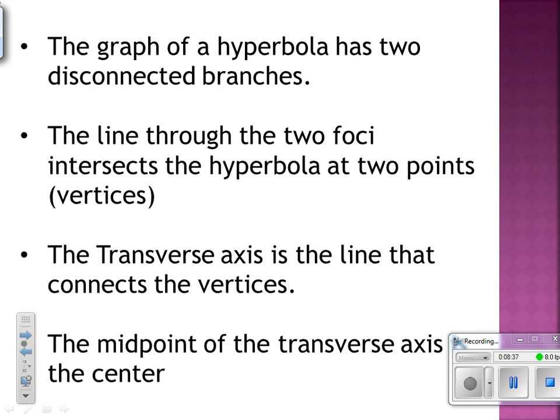Like I was saying, the graph of a hyperbola has two disconnected branches. The line through the two foci intersects the hyperbola at two points, which are your vertices. Instead of calling our axes major and minor this time, we are going to be focused on the transverse axis. It's similar to the major axis. It will connect the vertices, and the midpoint of that transverse axis will mark the center of your hyperbola.